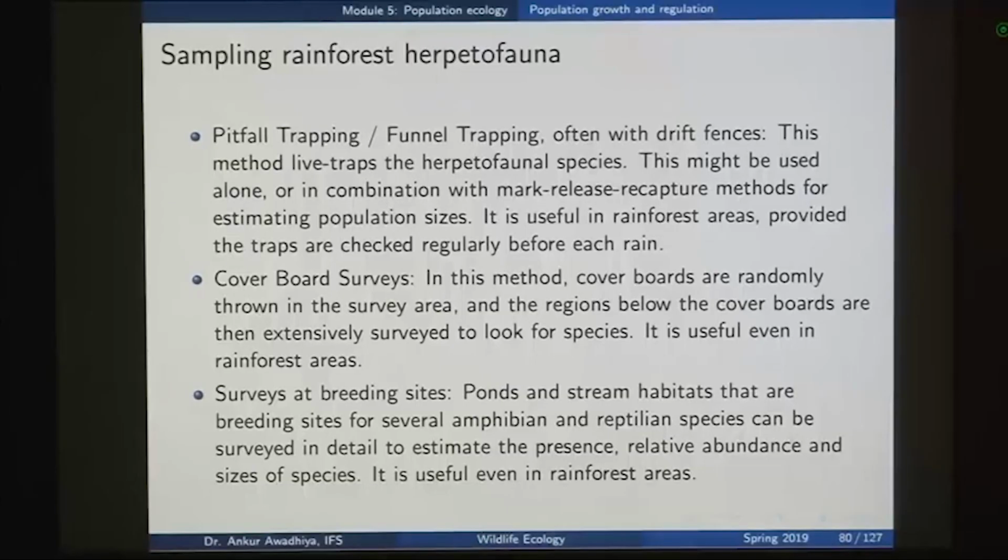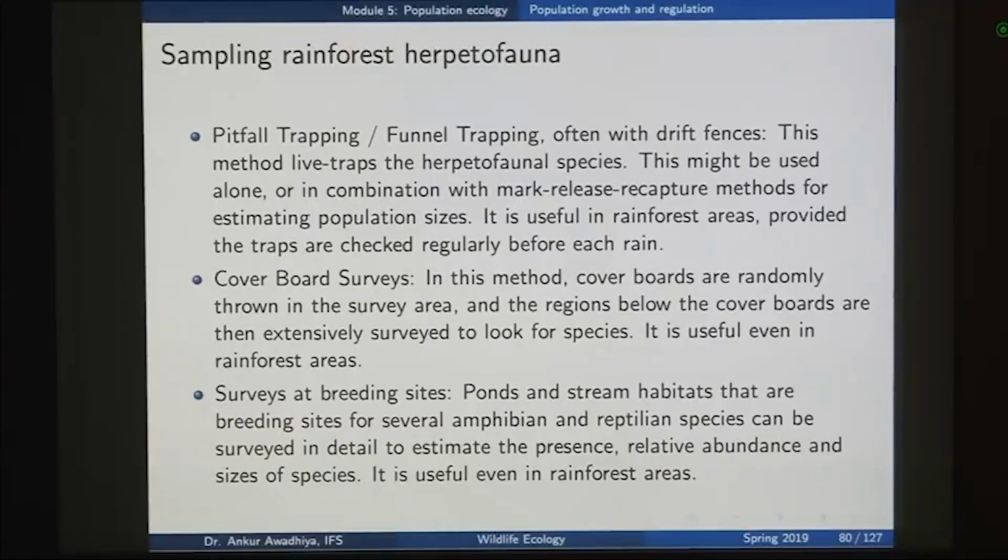Then we will take out another sample and look at the number of marked individuals that are there in the second sample, and use that data to make an estimate of the total number of animals that are there in this particular pond. Next, you could go for a pitfall trapping or a funnel trapping. Now, this method live traps the herpetofaunal species, and this may be used in combination with mark release recapture methods for estimating the population sizes.